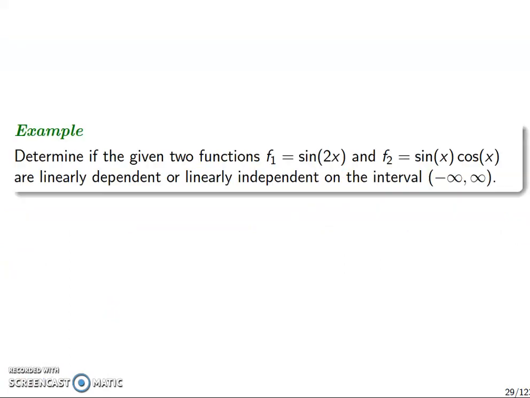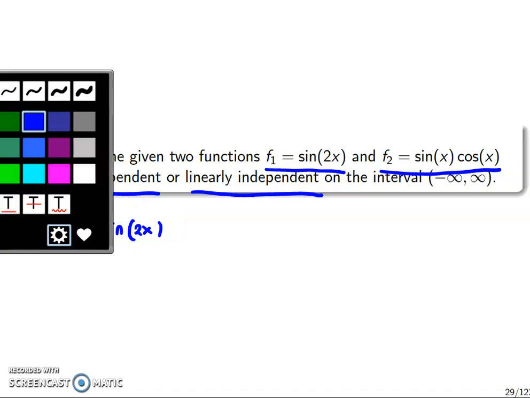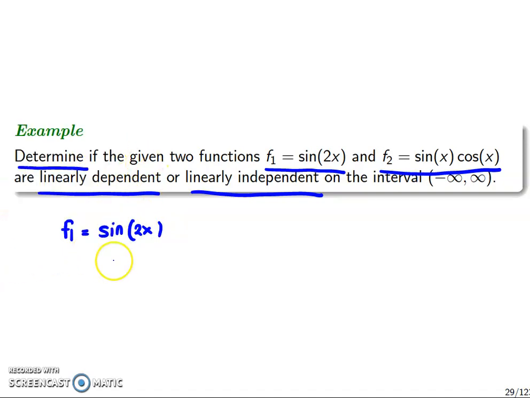Let's look at an example on how to understand this. Given two functions, f1 equals sine 2x and f2 equals sine x cos x, determine if they are linearly dependent or linearly independent. So f1 equals sine 2x. What is sine 2x? Sine 2x is 2 sine x cos x.